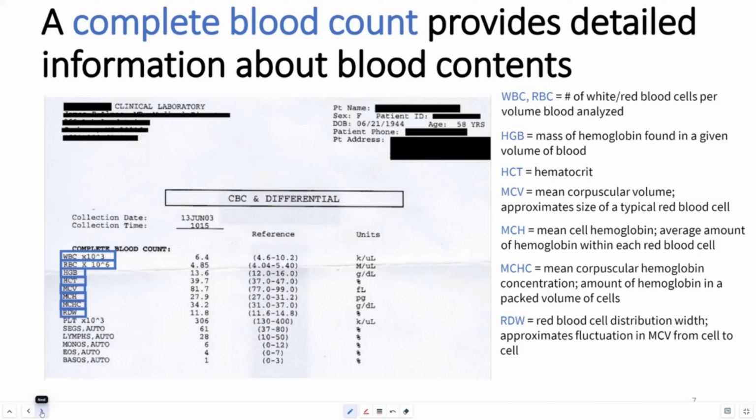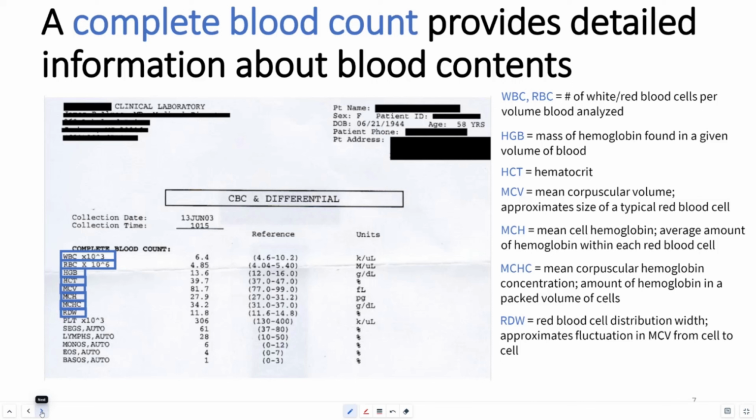HGB is the mass of hemoglobin found inside a given sample of blood, and this can range between 12 to 16. HCT, which is hematocrit, is going to range between 37 to 47. That's the amount of the cell-like substances in the blood.